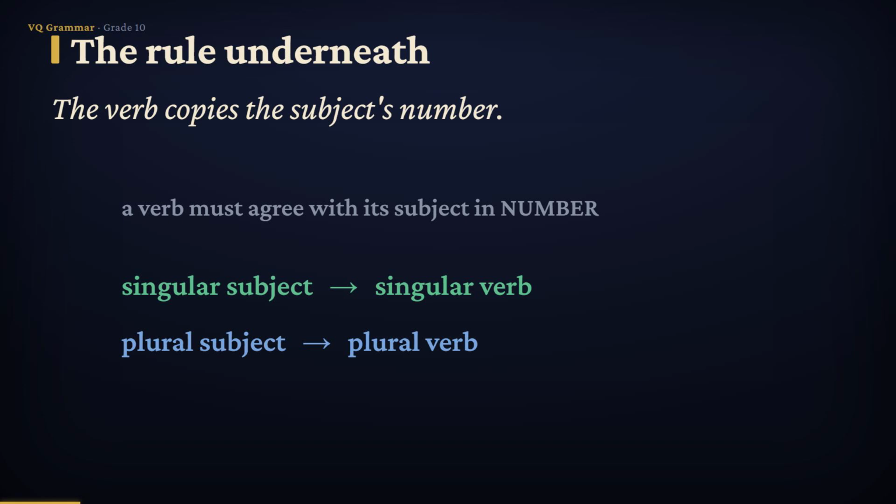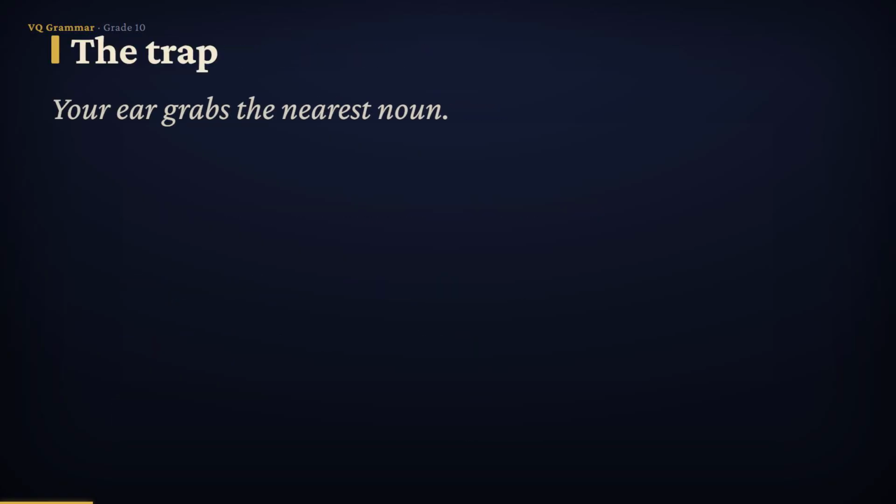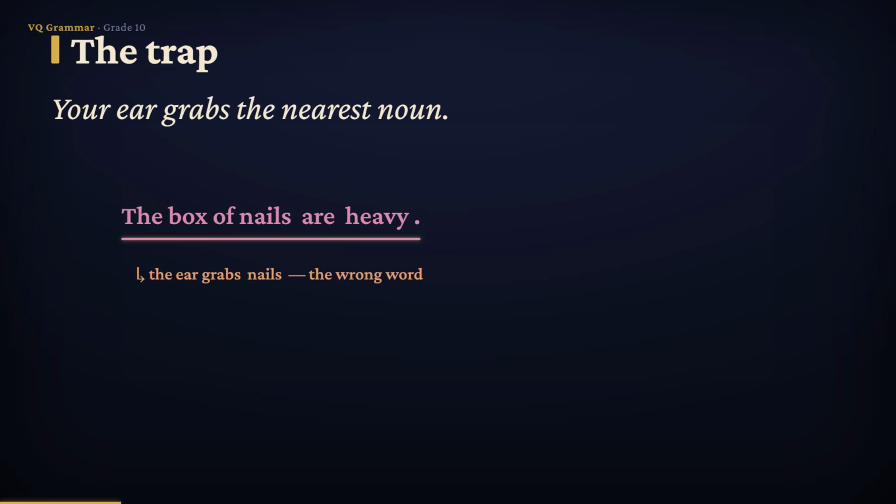Very often, other words come crowding in between them, and the instant they do, a question opens up. Which word is the real subject? Here is the trap in its purest form. Listen to this sentence. The box of nails are heavy. Did that sound almost okay to you? Plenty of people would let it slide right past. The word sitting closest to the verb is nails, and nails is plural, so the ear reaches for a plural verb. But that is the wrong word to match.